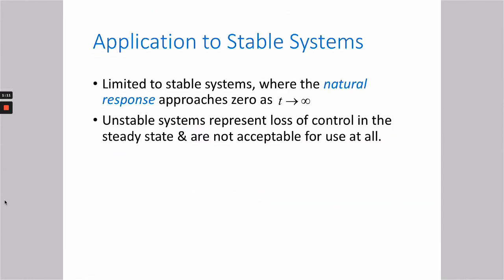For the purpose of the course, we limit our study and our discussion to stable systems, where the natural response approaches 0 as t approaches infinity. The natural response is the response caused by the system itself, which means that it will die out over time. As t approaches infinity, the natural response approaches 0.